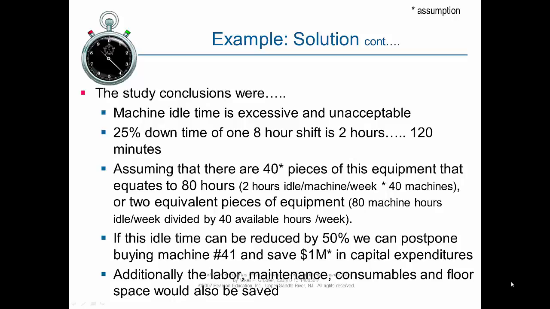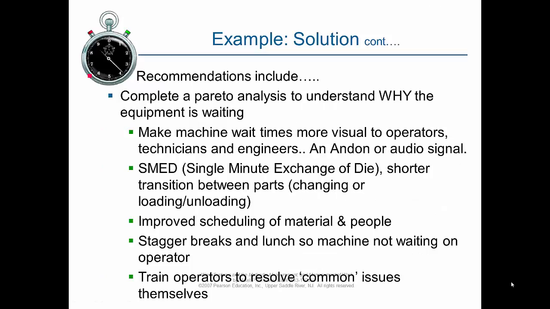And so what are we going to do as a result of this analysis and information? We might complete a Pareto analysis to understand why the equipment is idle, and then take specific action as a result of that. Maybe make machine wait times and idle times more visual to operators. That's visual management that we talked about in lean manufacturing, using an andon or audio signal. It could be not only to operators, but to technicians and engineers. Maybe we could reduce the time it takes to change over. The SMED, single minute exchange of die, is a topic we learned about in lean manufacturing.